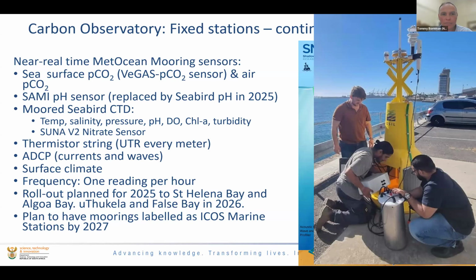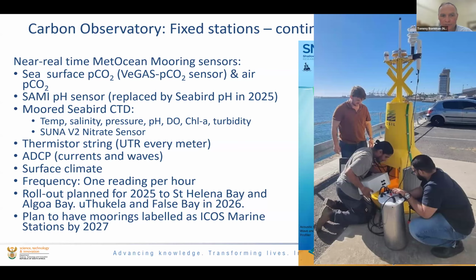Then part of the mooring will be a moored Seabird CTD, collecting data on temperature, salinity, pressure, pH, dissolved oxygen, chlorophyll A, turbidity. And it will also be equipped with the Suna V2 nitrate sensor, because it's very important that we include nitrate and other nutrients in these real-time data collection.